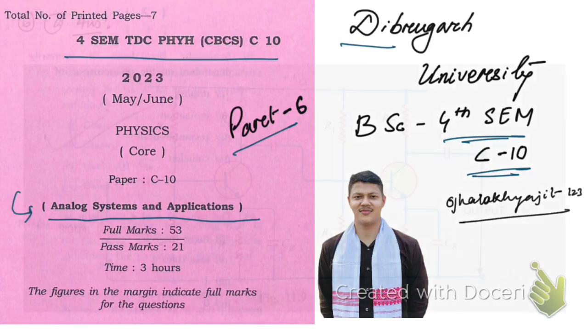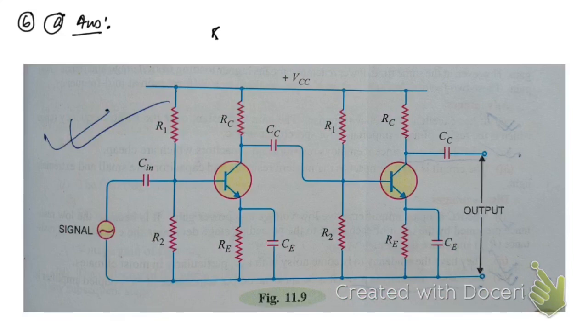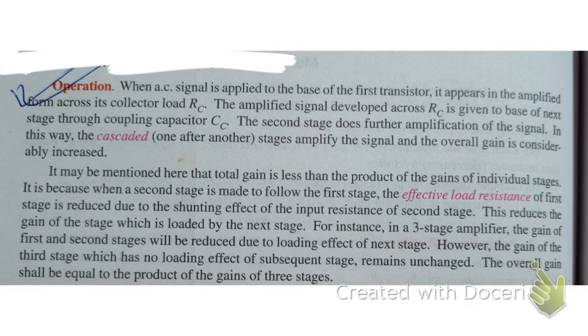Okay, so now let's start. Here is the circuit diagram of this RC coupled CE transistor amplifier. So you can write RC coupled CE transistor amplifier. Okay, so this is the circuit diagram, and here is the operation. Take the screenshot, pause the video and take the screenshot.